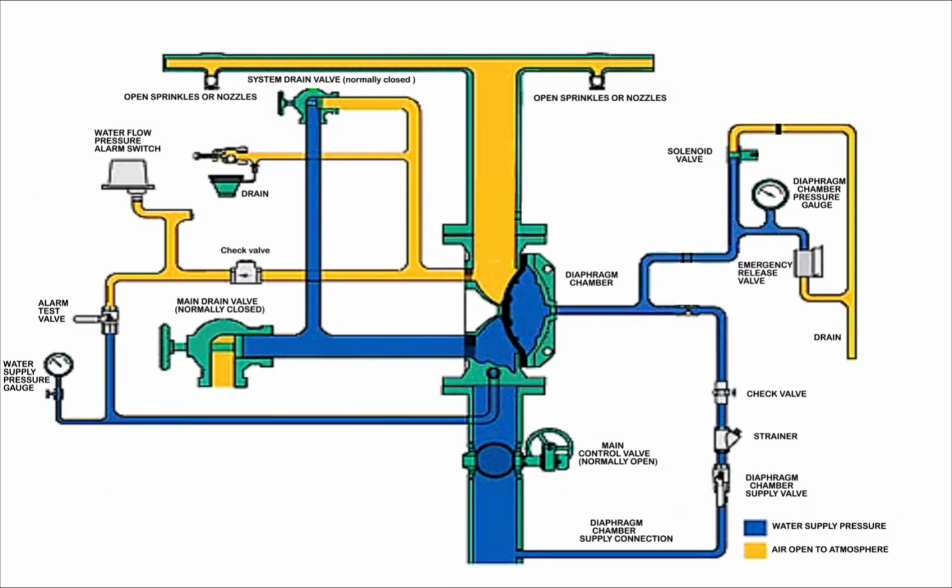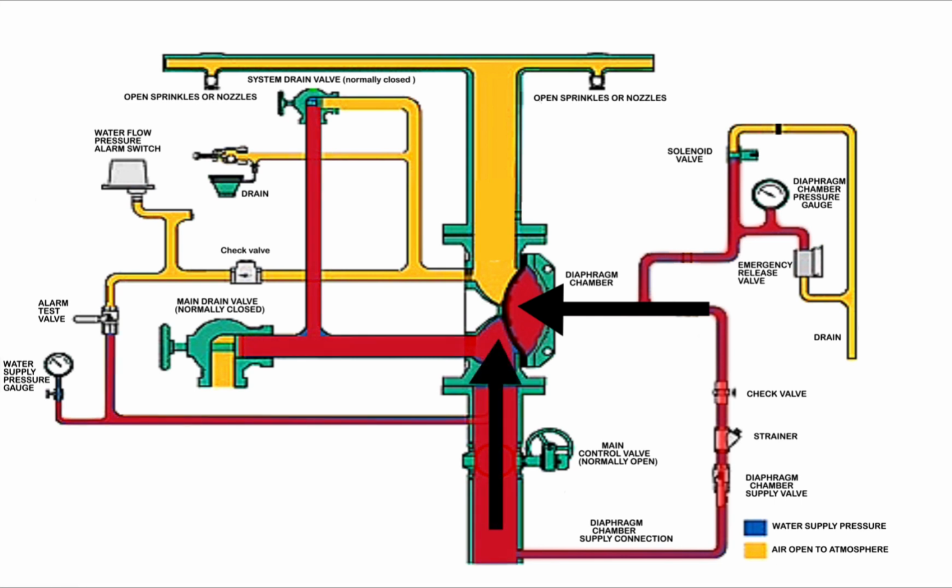This diagram shows the action of activating the solenoid valve in a deluge system, showing the deluge valve in closed position. The blue color represents pressurized water, while the orange color represents atmospheric air. Here is the water supply pressure, while here is the priming water pressure, which is forcing the diaphragm in forward position, balancing the water supply pressure and keeping the deluge valve in closed position.